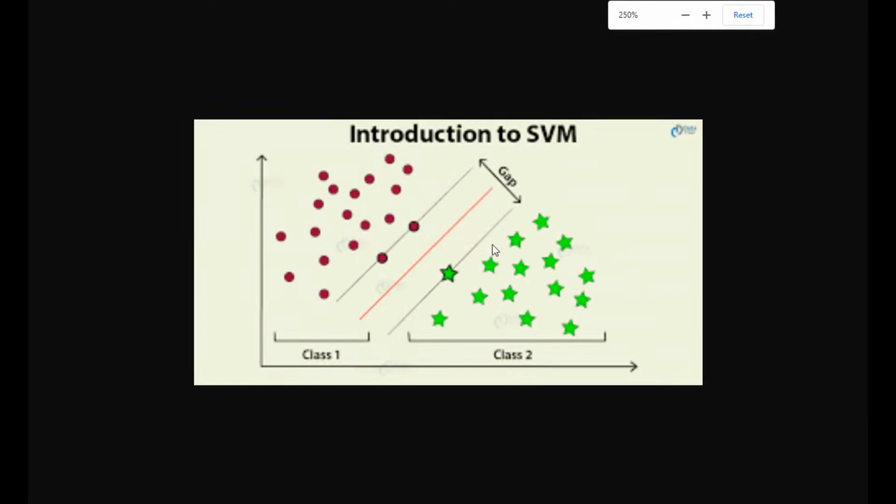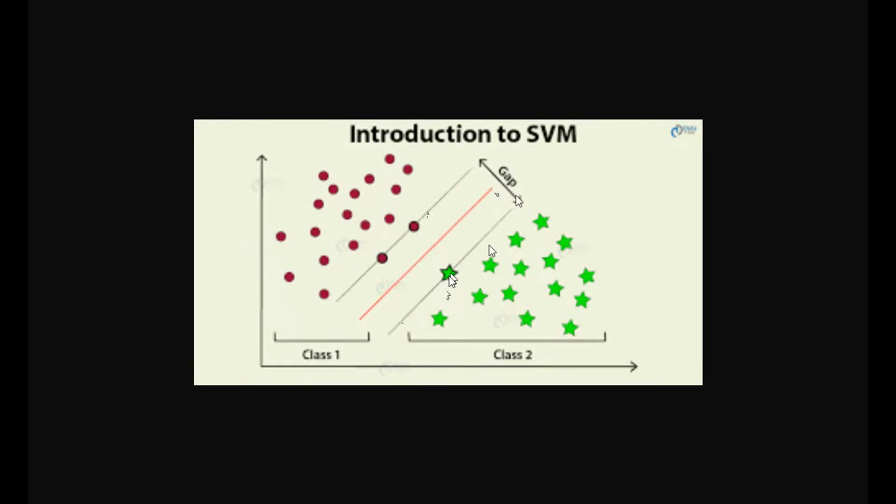Here you can see I have class 1 and class 2. I have this red line, and this is the gap I have between the two groups. Any new point that comes, for example a star or a dot, will be decided based on this boundary itself. Whichever side of the boundary the points are on, they will belong to that group. That will be decided by these points, because they are very near to the boundary.